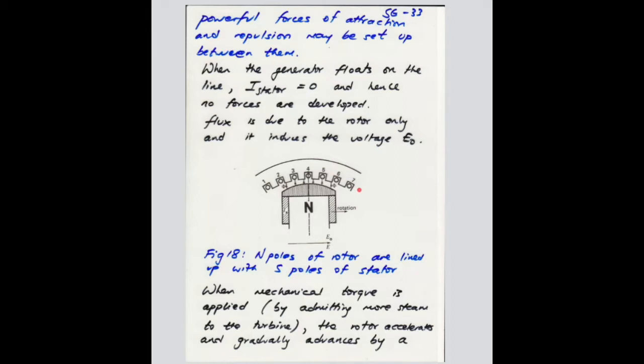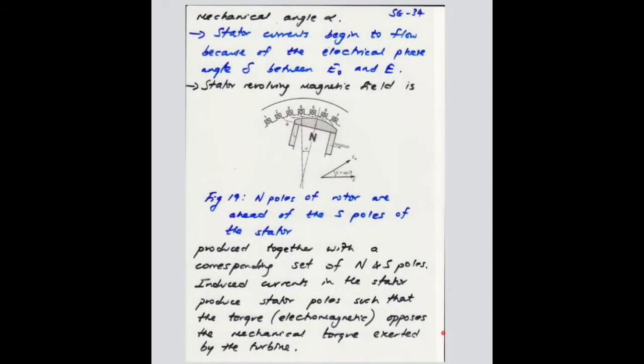Now, when the operator of the plant starts to apply mechanical torque by admitting more steam, for example, on your steam turbine, what happens is the rotor will start to advance at a certain angle with respect to this rotor axis. So this is what we will see in the next figure.